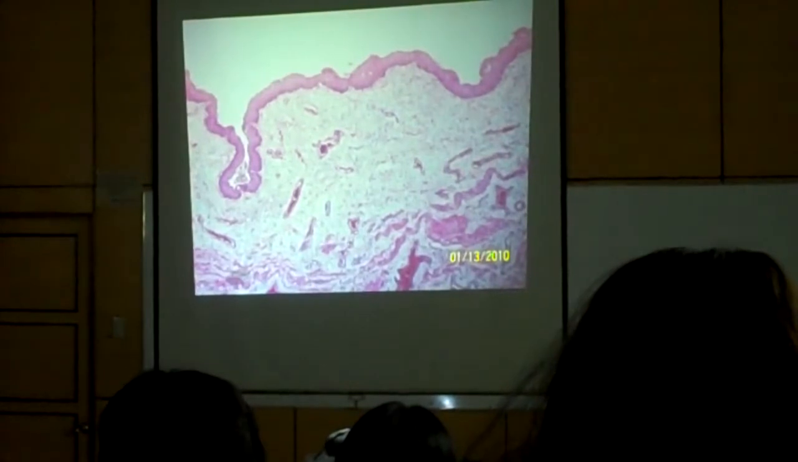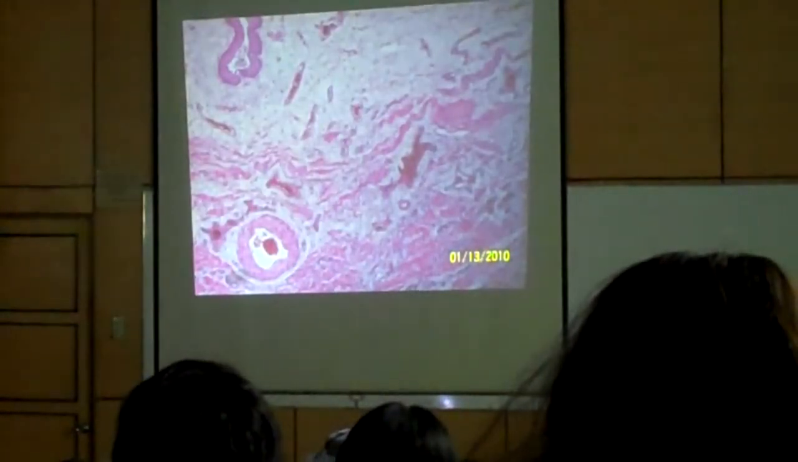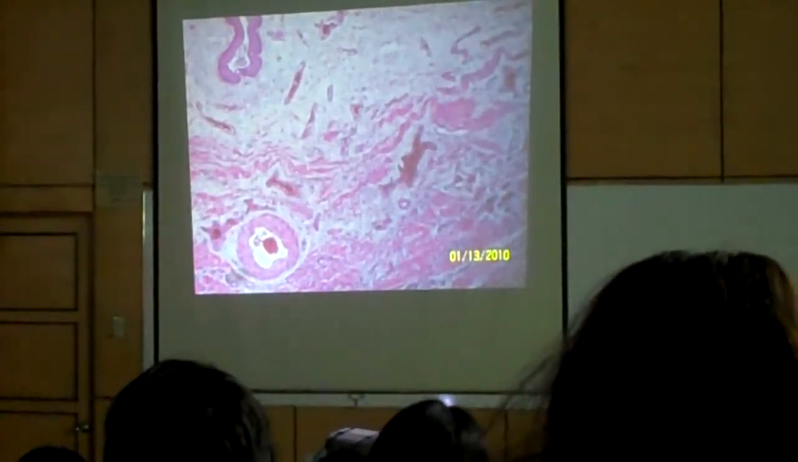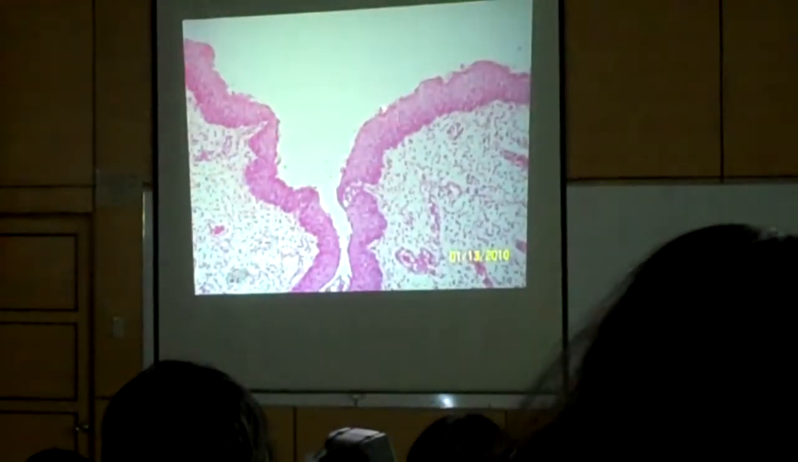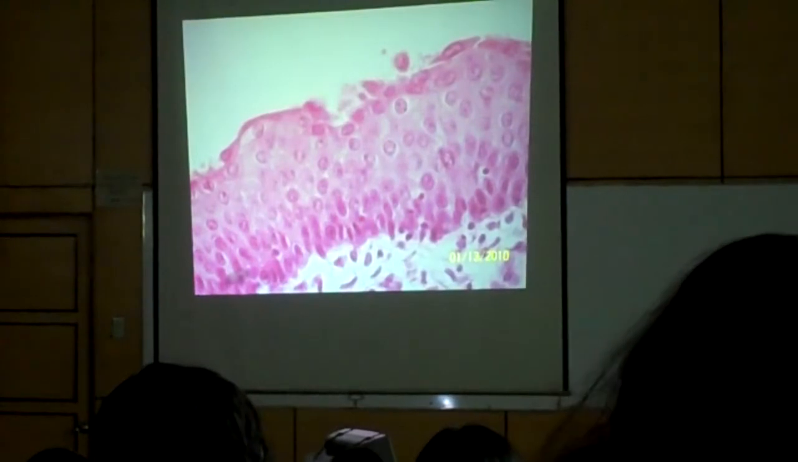Okay, since the vagina is distensible, when it is in the contracted state, you will have foldings of the mucosa. Okay, again, that's from the same organ, showing the lining, wet type of stratified squamous epithelium.